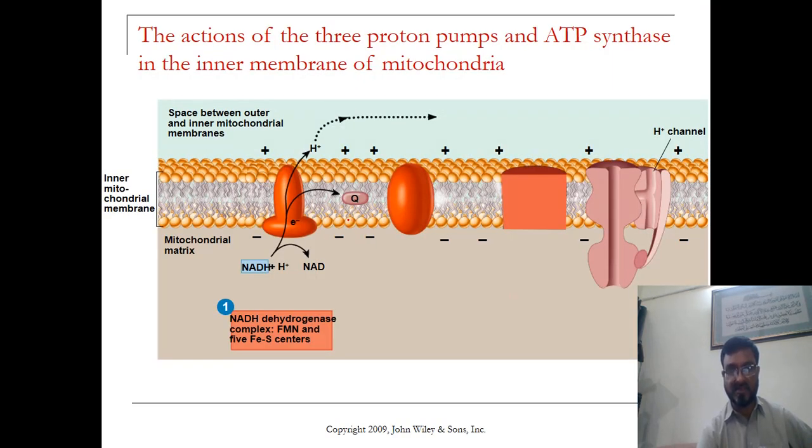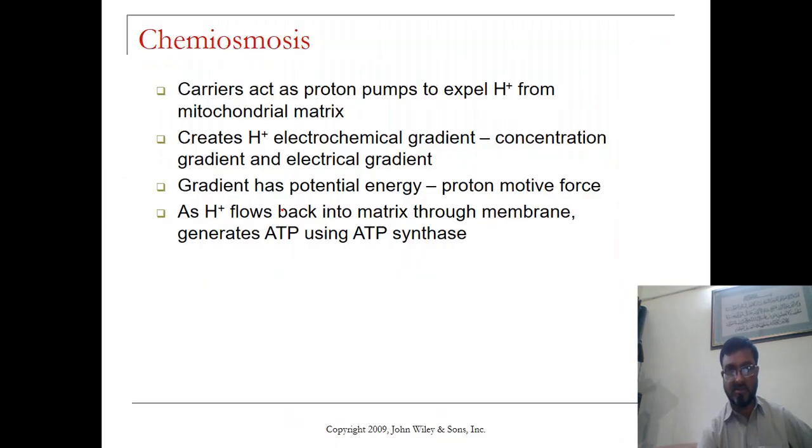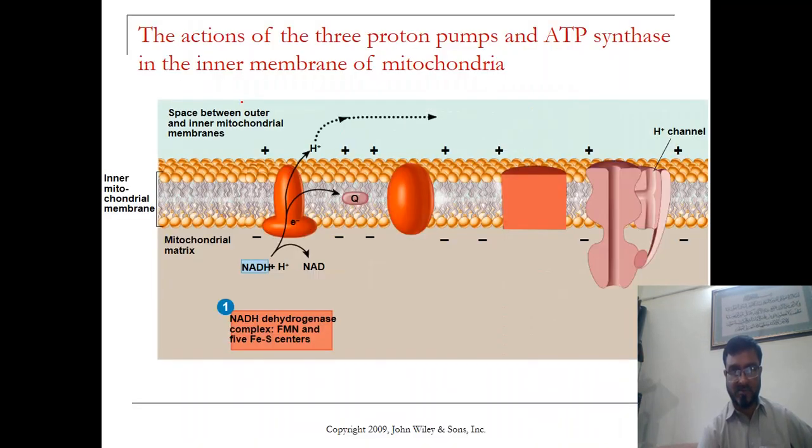So look at this one, there are certain carriers, as we talked about. These are the carriers, and this is the ATP synthetase. This is the hydrogen or proton channel. The space between the outer and inner mitochondrial membranes is very important.